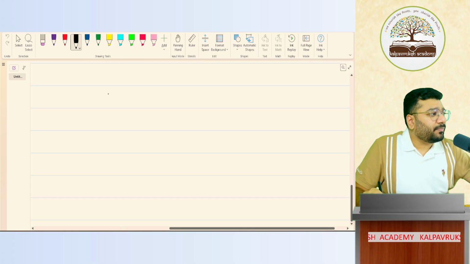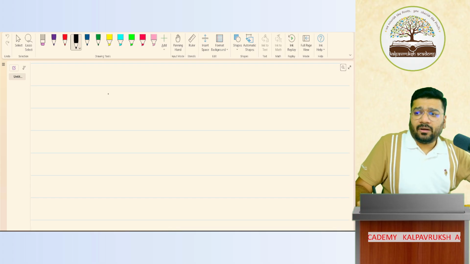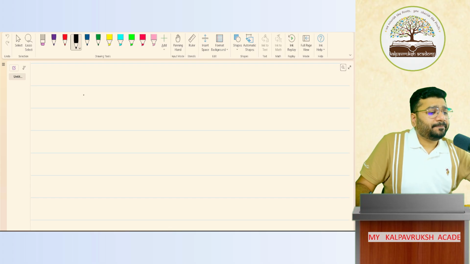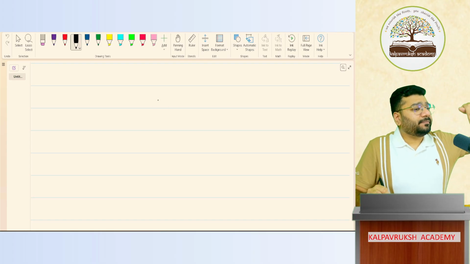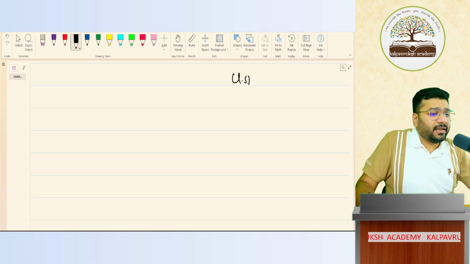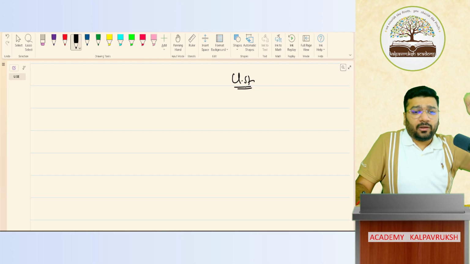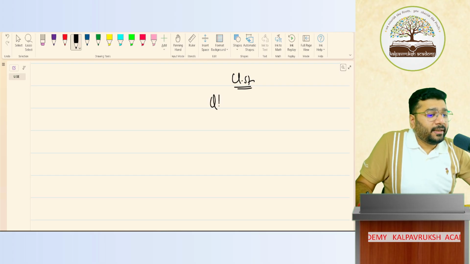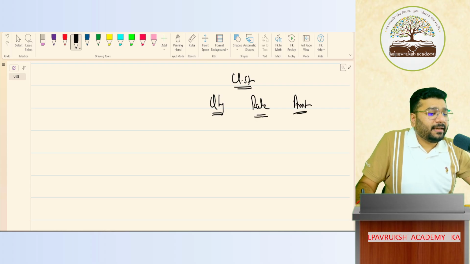Periodic inventory system or the perpetual inventory system. Let me take perpetual. What is the format? Date, receipts, issue, closing stock. Under closing stock, what are the three columns? Quantity, rate, amount.